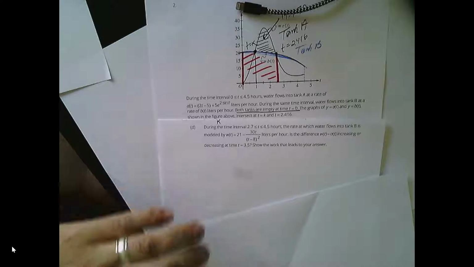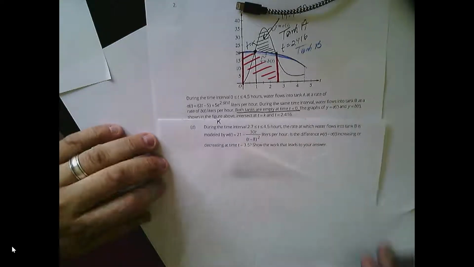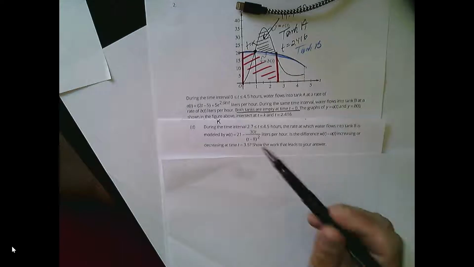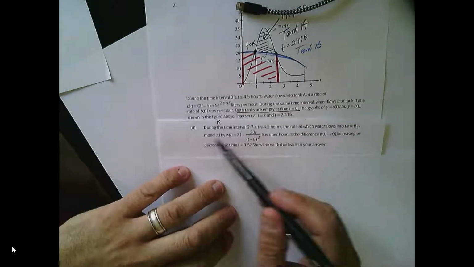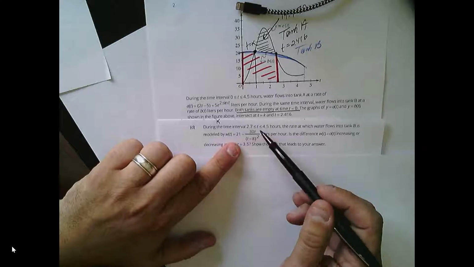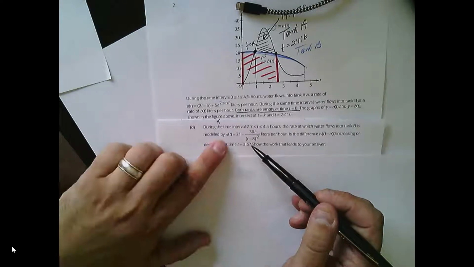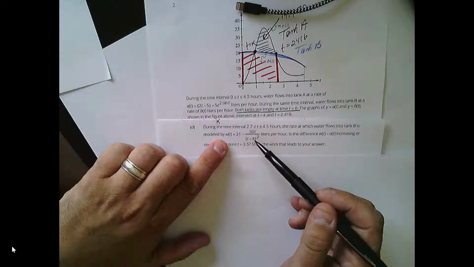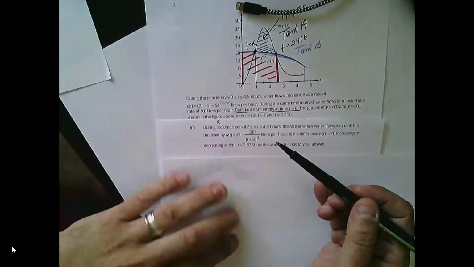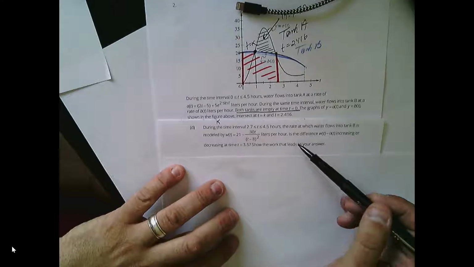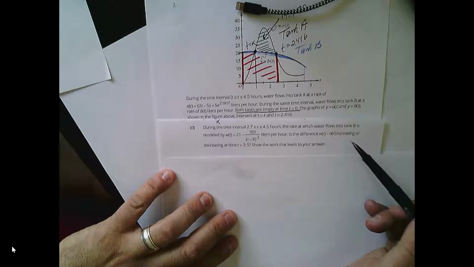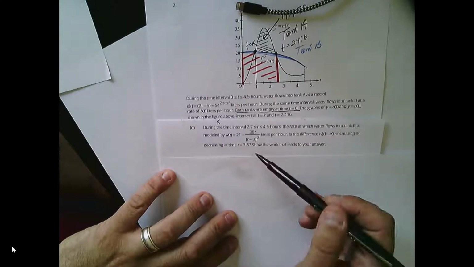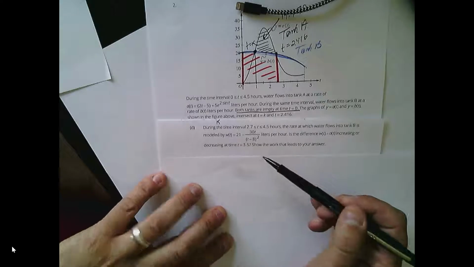All right, friends, here we go with part D, the last part of this question. During the time interval 2.7 less than or equal to t less than or equal to 4.5 hours, the rate at which water flows into tank B is modeled by W of t equals (21 minus 30t) over (t minus 8) squared. Finally, some function that tells me about water flowing into tank B, liters per hour. Is the difference W of t minus A of t increasing or decreasing at time t equals 3.5?